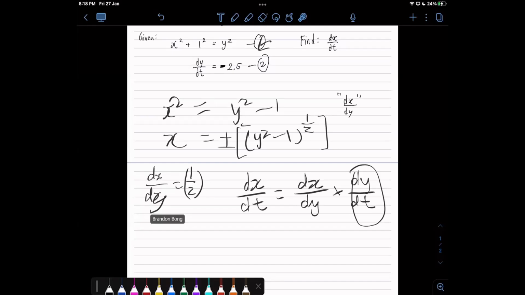A bit unconventional, but correct. Half. Bring down the old power, and square root, and differentiate inside.